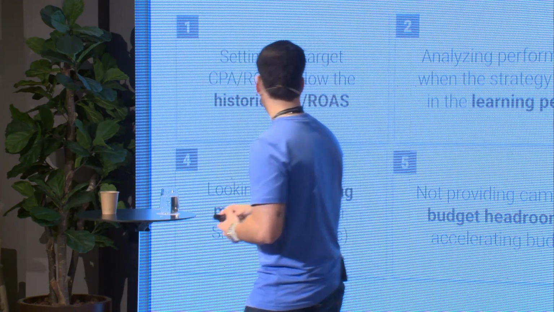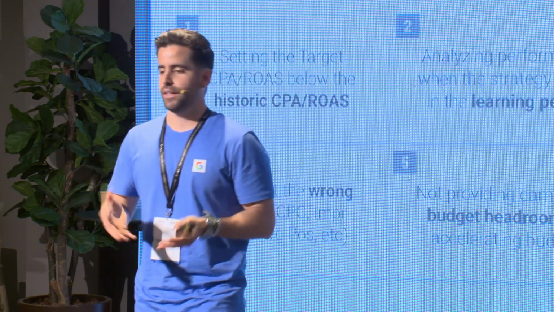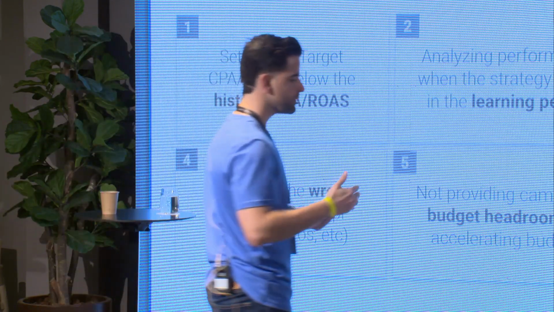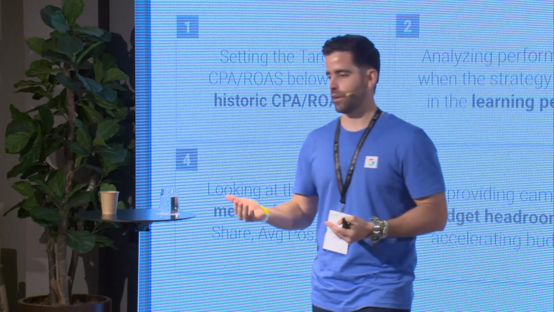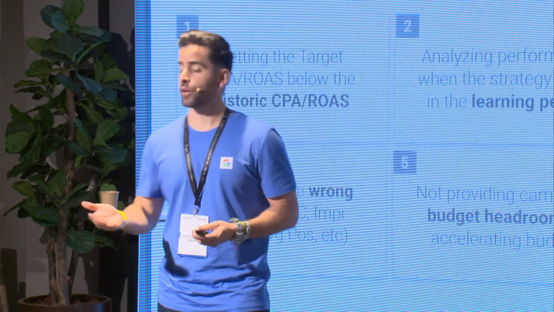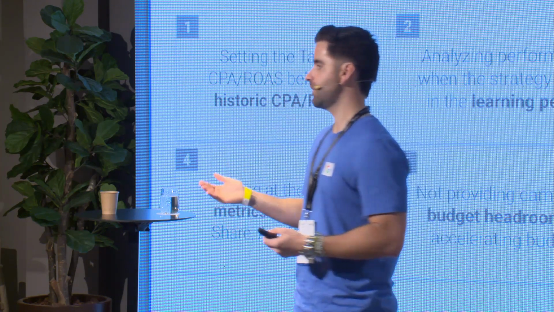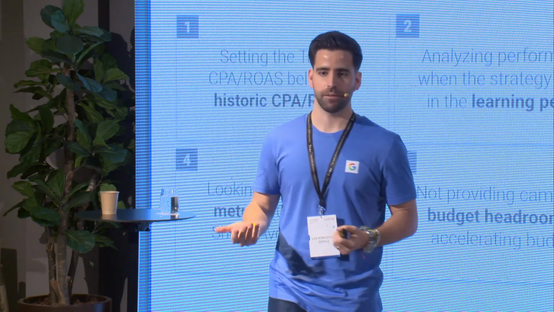Not providing campaign budget headroom or accelerating budget, that's what I mentioned before. The idea here is to set the budget at least 4 times our CPA. So the calculation is pretty simple. If we are trying to acquire a customer at €3 per customer, okay, we multiply that times 4 or 5, and then we multiply that number times the conversions that we can get from that market.